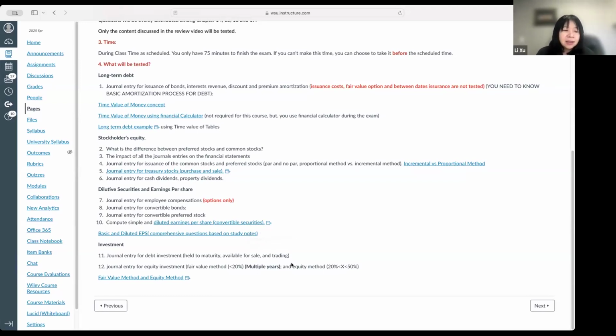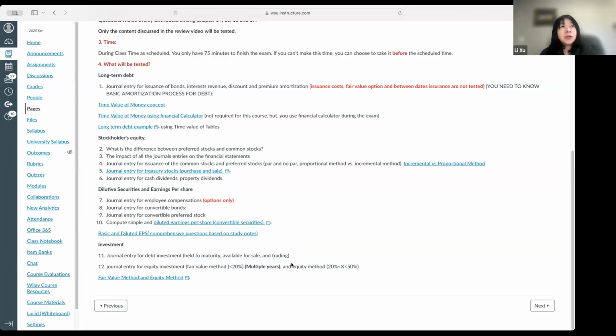And the last is the investment chapter we just talked about this time, which is the journal entries for debt investment. Here you need to be able to first tell the difference among these three types, and second, do the journal entry. I'm going to emphasize this again one more time. When you do a fair value adjustment, you must have this dash. Say is this available for sale, is it trading. And when you do unrealized gains and losses, you have to indicate whether this goes to equity or income. Okay.